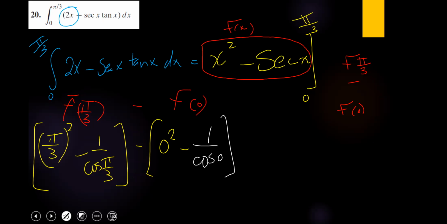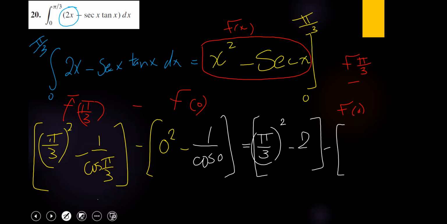Now, pi over 3 squared, keep it as it is. Pi over 3 squared minus 1 over cosine pi over 3. On the calculator, 1 over cosine. Now, pi over 3, as I told you, is 180 over 3, which is 60. So put it as 1 over cosine 60, which is 2. This is for the first term. Minus 0, keep it as 0, minus 1 over cosine 0, which is 1.